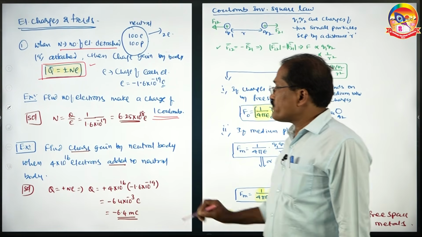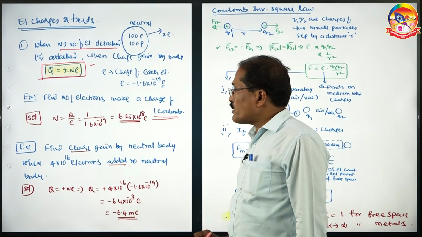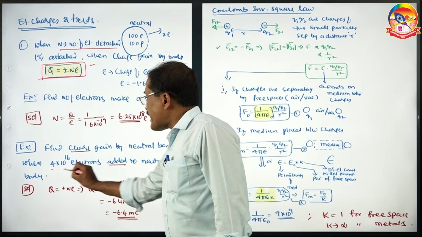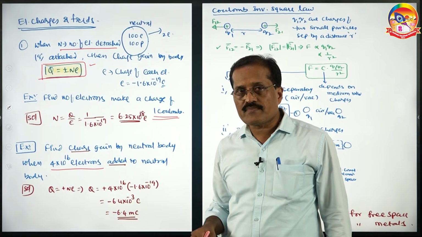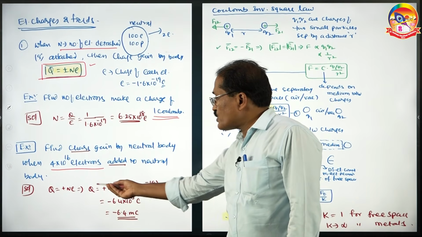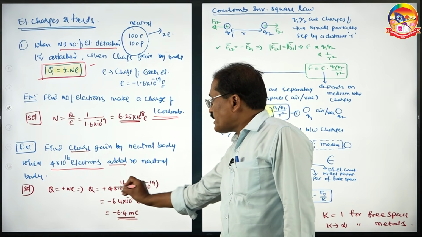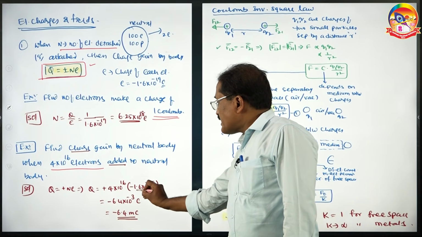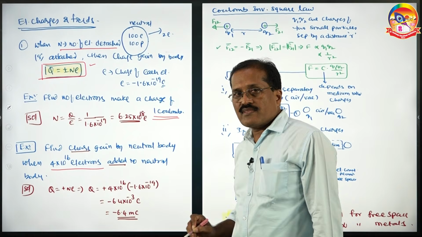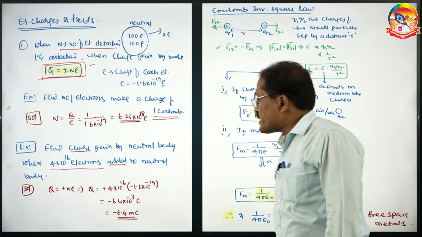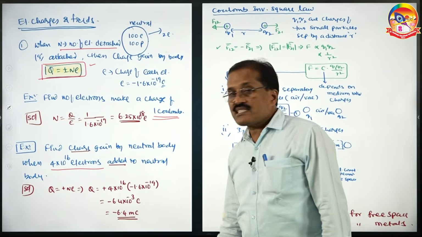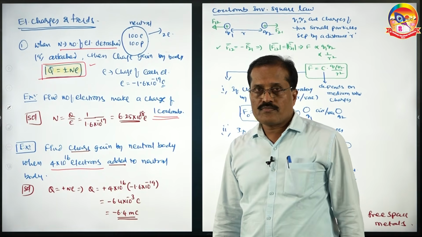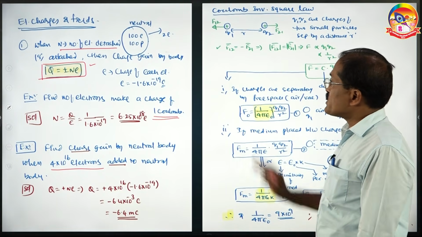Now the next one: find the charge gained by a neutral body when 4 into 10 power 16 electrons are added to it. The same concept here, Q is equal to plus or minus Ne, where N is the number of electrons added and e is the charge of each electron. If you multiply that, you get minus 6.4 into 10 power minus 3 coulomb, which is minus 6.4 millicoulomb. Next, this is about the first part.